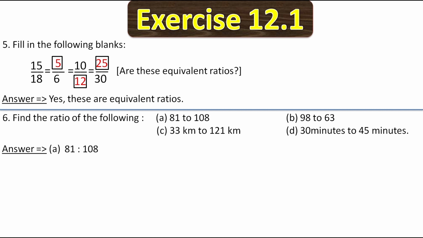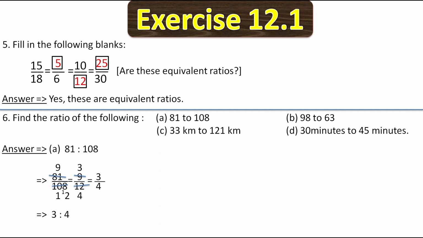Okay. Now 81 upon 108. Now we have to divide this by 9 because both the numbers will get divided by 9. 9 9s are 81 and here 9 1s are 9, 1 remains, 9 2s are 18. So we got 9 upon 12. Again we have to divide this by 3, 3 3s are 9, 3 4s are 12. So we got the simplest form of the fraction as 3 upon 4. Therefore the ratio is 3 is to 4.